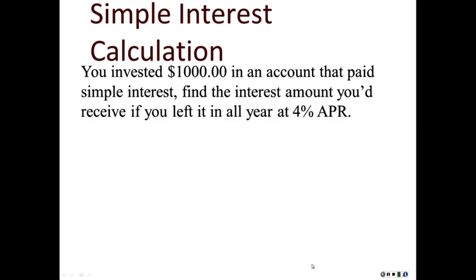Okay, you invested $1,000 in an account that paid simple interest. Find the interest amount you'd receive if you left it in all year at 4%. You guys tell me how much money we'd have at the end of the year. Tell me the interest and then tell me how much is in the account. I'm going to add another question. And remember, this is the formula. The interest is equal to the principal times the rate times the time. Time is always based on 12 months or a year.